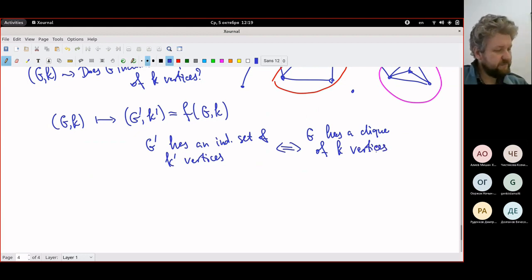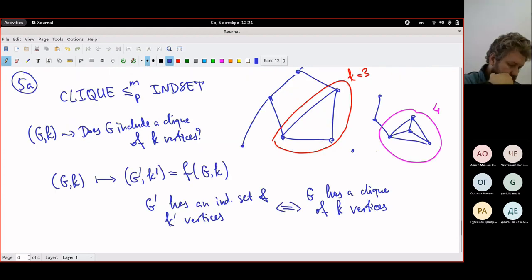How do you perform this reduction? K prime and k maybe. Possibly, yes. And G prime and G also should be different. But it's also the number k. The problem is that it depends on the number k. But how can you transform a clique into an independent set?